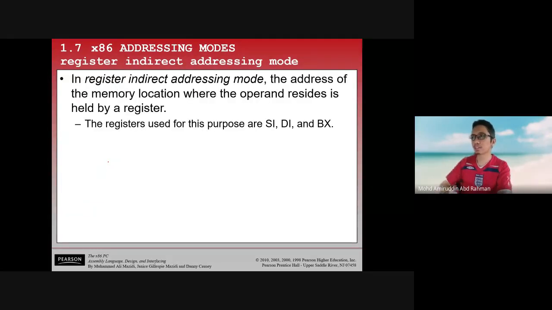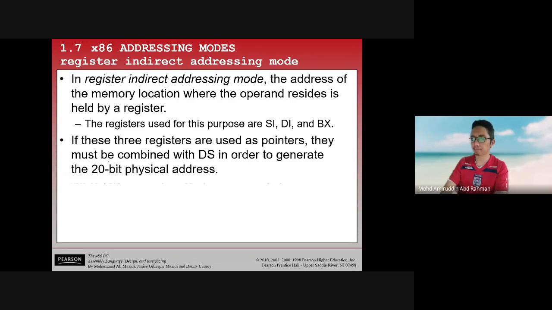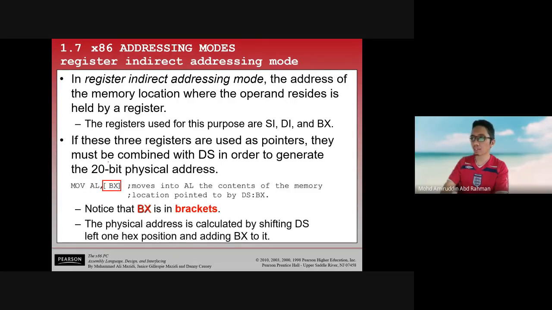Okay, so what is register indirect addressing mode? The address of the memory location where the operand resides is held by a register. The registers used for this purpose are SI, DI, and BX. If these three registers are used as pointers, they must be combined with DS in order to generate the 20-bit physical address.